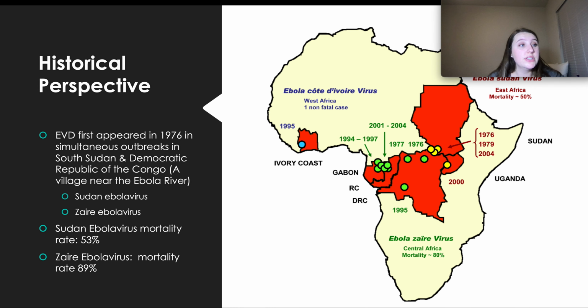So Ebola virus first appeared in the form of simultaneous outbreaks in 1976, the first occurring in South Sudan and the other in the Democratic Republic of the Congo in a village near the Ebola River. The Sudan Ebola virus was located in Sudan, and Zaire Ebola virus was located in the Democratic Republic of the Congo. The mortality rate of the Sudan Ebola virus was around 53%, whereas the Zaire Ebola virus was higher at 89%.